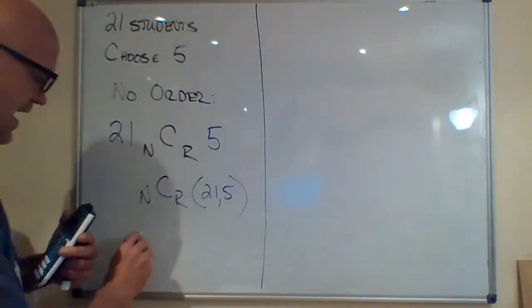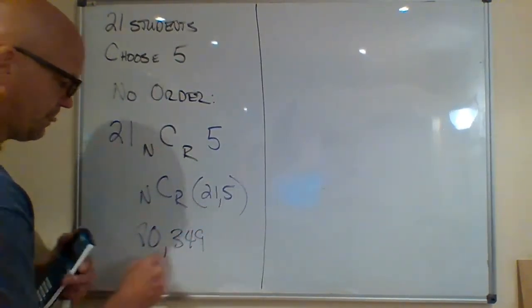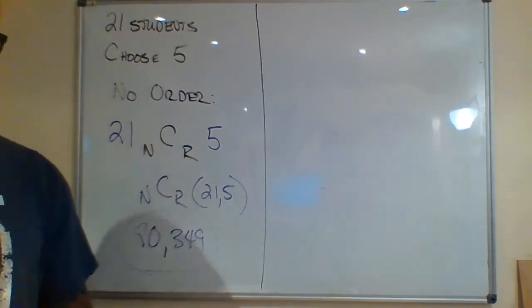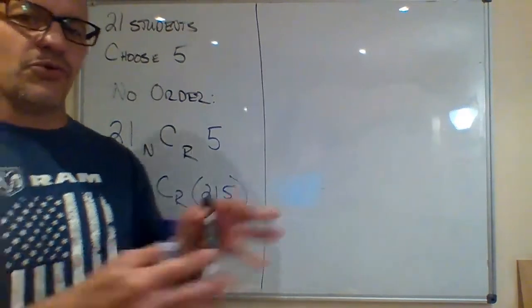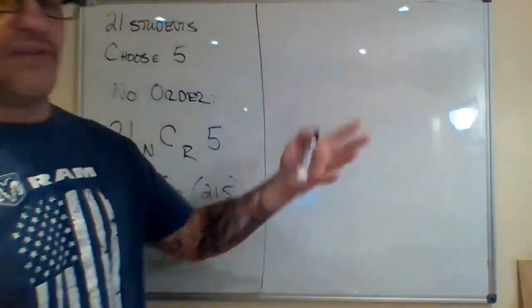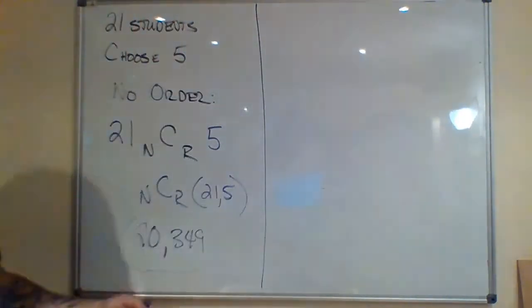Either way, we get 20,349. And this is usually where kids in class ask, how do you get that many choices? We could start making a tree diagram to show how the choices grow. We wouldn't finish it. It would take us days, if not weeks. But that's how it would work.